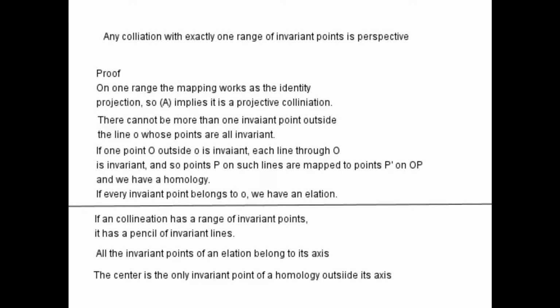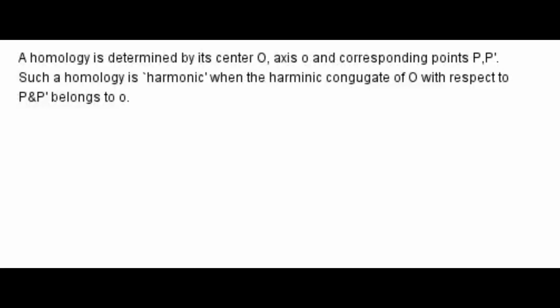So that's the case for homologies. Okay then, so now let's talk about some special kinds of homologies. In general, a homology is just going to be determined by giving its centre, big O, its axis little o, a point P, and the point P dash that it corresponds to.